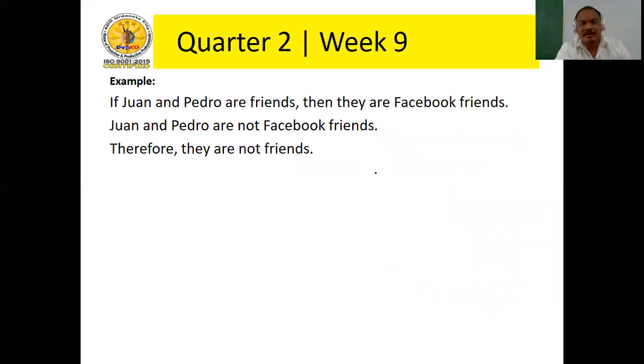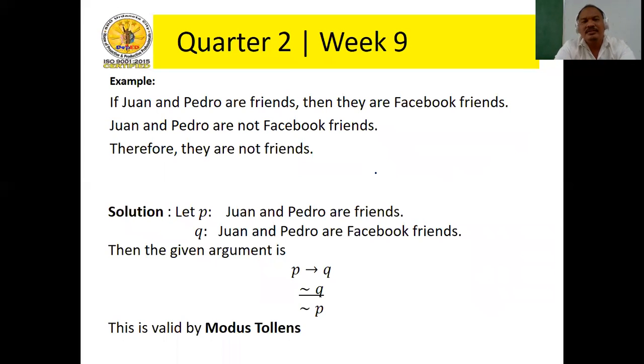Moving on. Okay, let's have this example. If Juan and Pedro are friends, then they are Facebook friends. Juan and Pedro are not Facebook friends. Therefore, they are not friends. Okay. Let's establish this one. The solution, let P, Juan and Pedro are friends. Then Q, Juan and Pedro are Facebook friends.